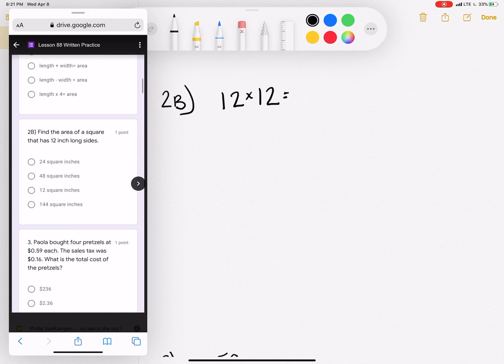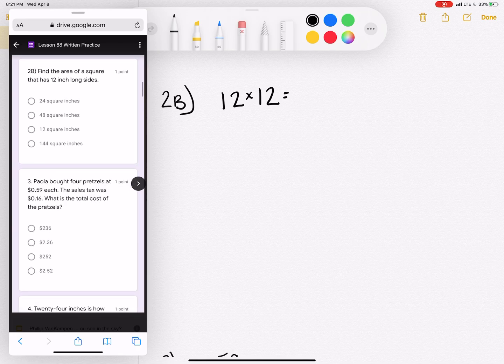2B. Find the area of a square that has 12-inch long sides. So 12 times 12. This is on your multiplication chart, but it's a good opportunity to practice our 2 by 2 multiplication.